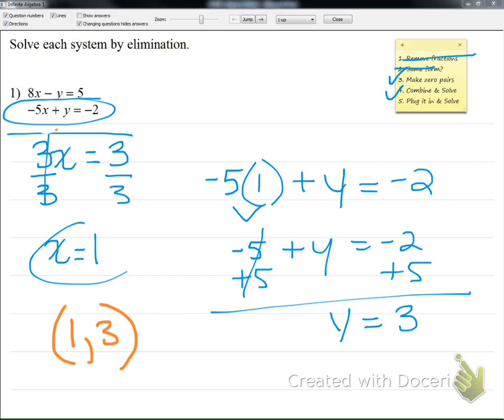Problem number 2 is very similar to the one we just did. I want you to go ahead and try it. Get as far as you possibly can. Push pause while you're working on it, and then push play when you're ready to check. If you get stuck along the way, you can push play and see if you're on the right track.